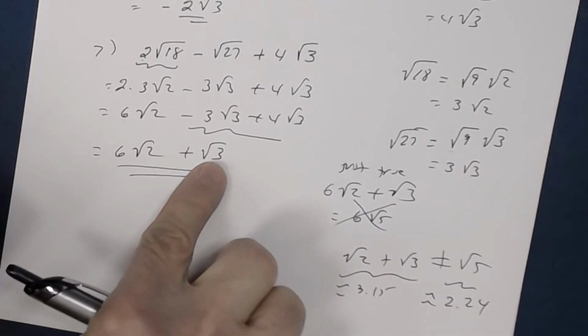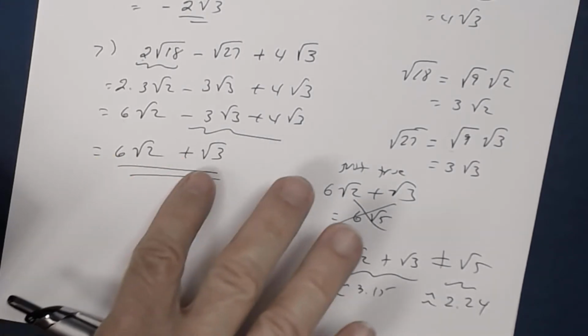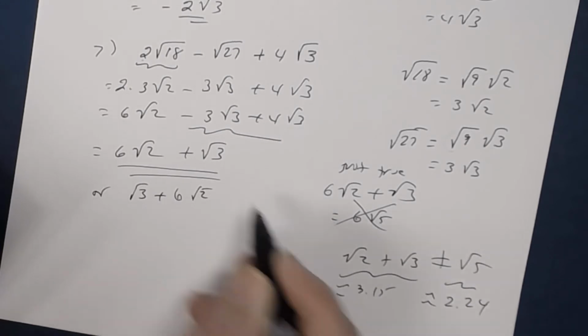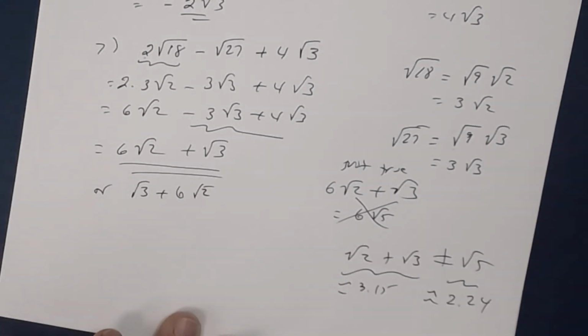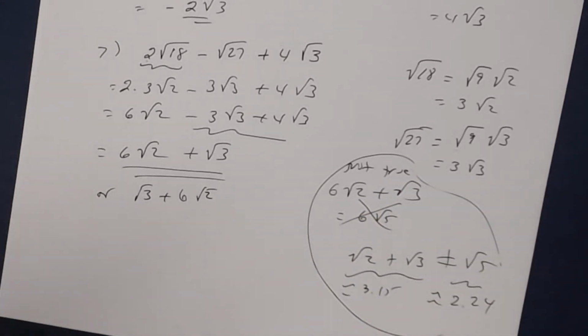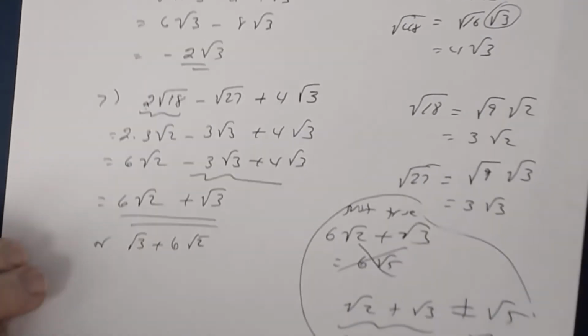Now, remember addition is commutative, so if you wanted to put, let's say, the square root of 3 plus 6 square root of 2, that's fine as well. All right, does not matter. Just be careful about this, though. Remember, this is not true. Okay? All right, number 8.